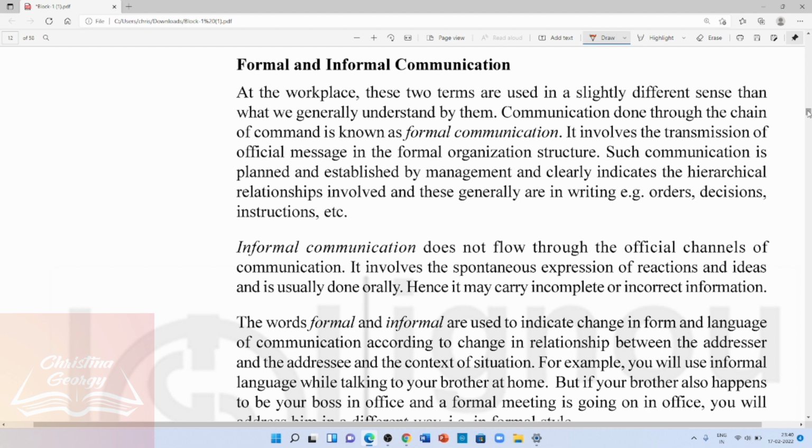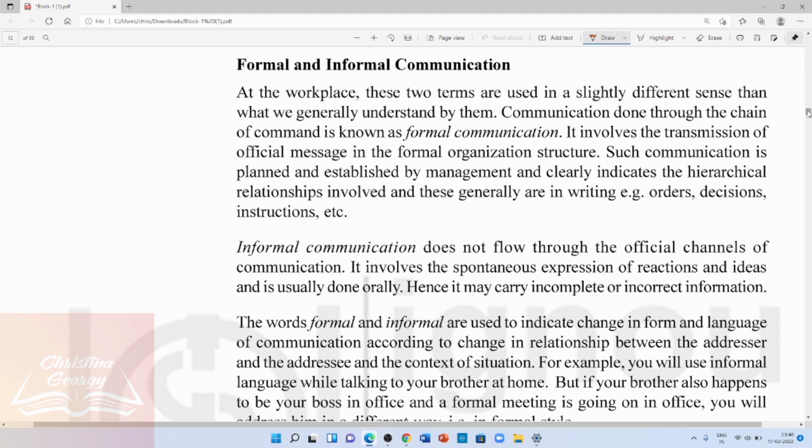Therefore, the words formal and informal are used to indicate change in form and language of communication according to change in relationship between the addresser and the addressee and the context of situation. At the workplace, these two terms, that is formal and informal, are used in a slightly different sense than what we generally understand by them.